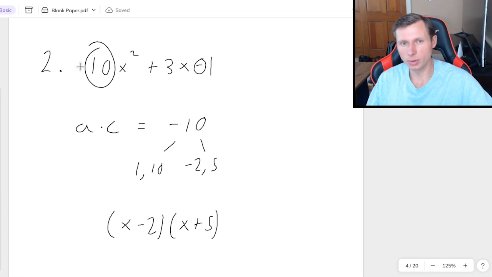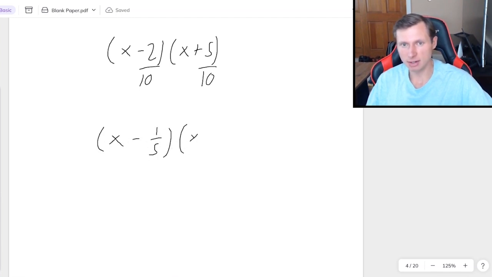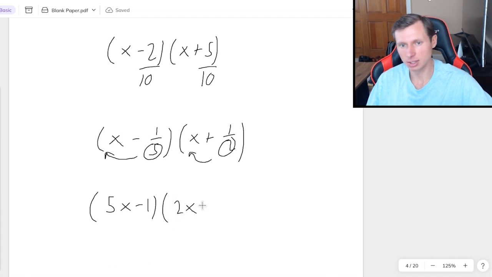And then once again, we're going to divide both of these by a, which is 10. Now the weird thing about this problem is that now we have two fractions. So what are we going to do? I'll tell you. First, you want to simplify this as much as possible, meaning 2 over 10 is really 1/5, and 5 over 10 is really 1/2. And now that it's as simplified as much as possible, now I'm going to move both the 5 and the 2 out in front, giving me 5x minus 1 and 2x plus 1. And this is going to be the correct answer.